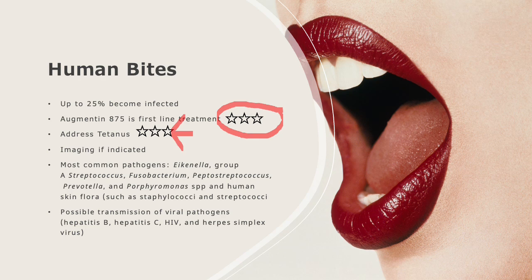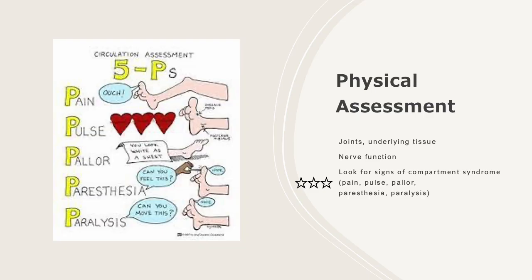Sometimes imaging will be required, and the reason for that is there can be foreign bodies within these bites. There can be soft tissue injuries. You want to make sure there's no signs of osteomyelitis because, again, these are injuries that can become infected and they may need additional treatment. The assessment of a human bite should include an examination of the joints and any underlying tissue. You want to ensure that the injured site has adequate nerve function.